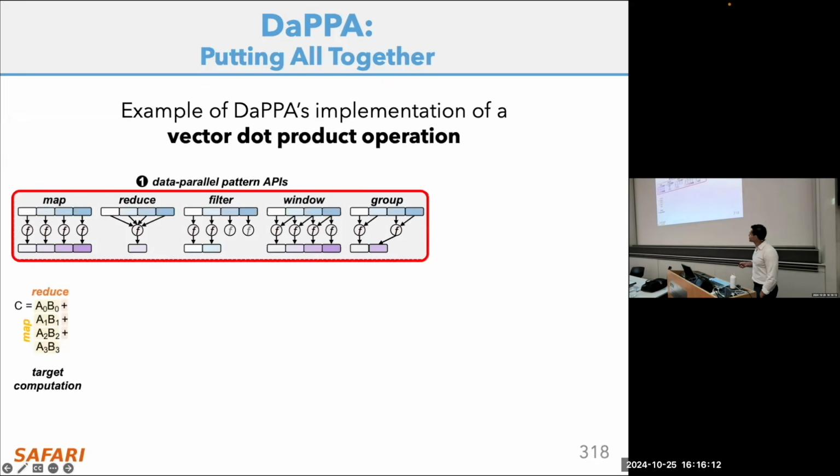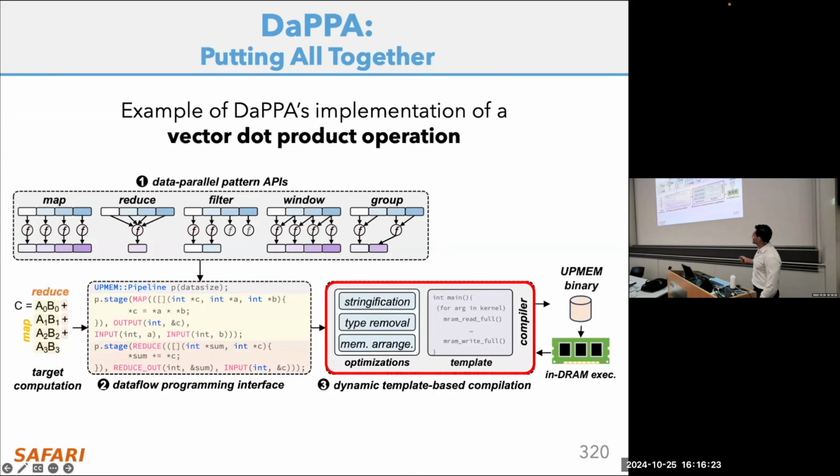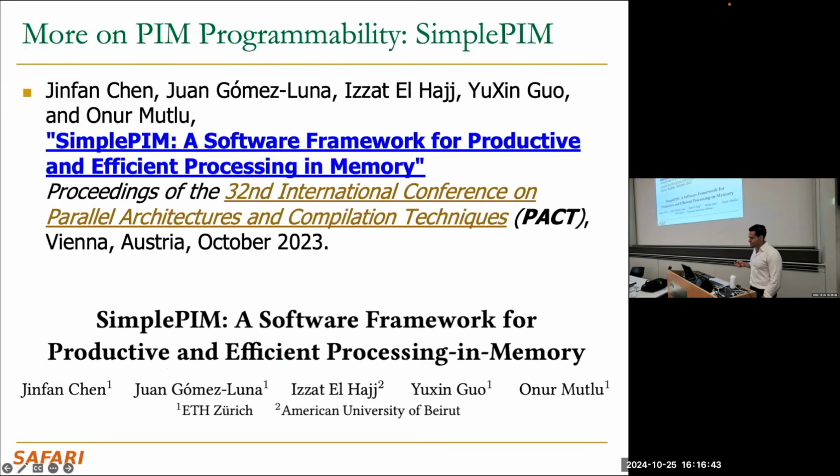Let's say that you want to do this target computation here. The only thing you need to do is define the stages that are required for this computation. In this case, it is a map and a reduce stage. Then the framework dynamically compiles this code down to UPMEM binaries and runs the application in the UPMEM system itself. So this is the DAPA framework, the framework that we designed to try to reduce the complexity of programming real processing-in-memory systems.